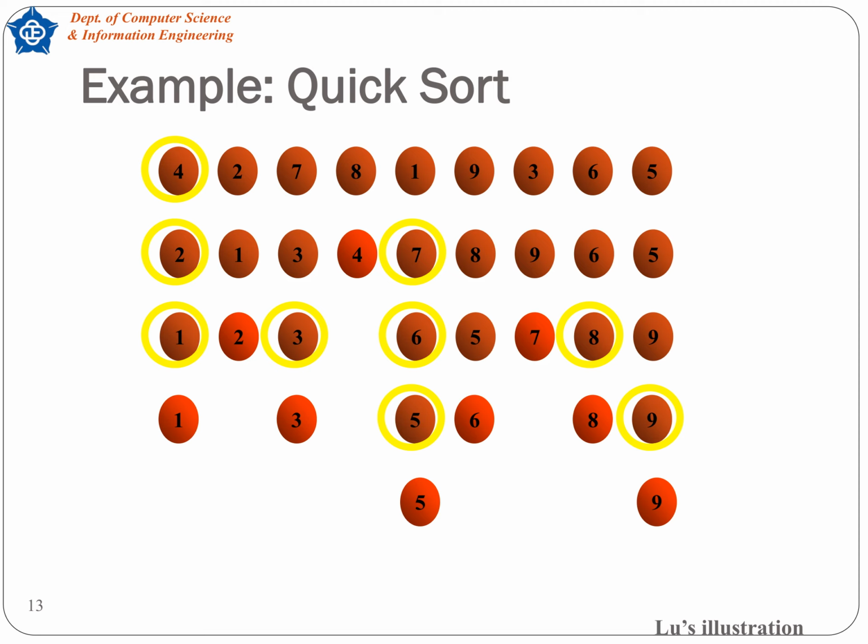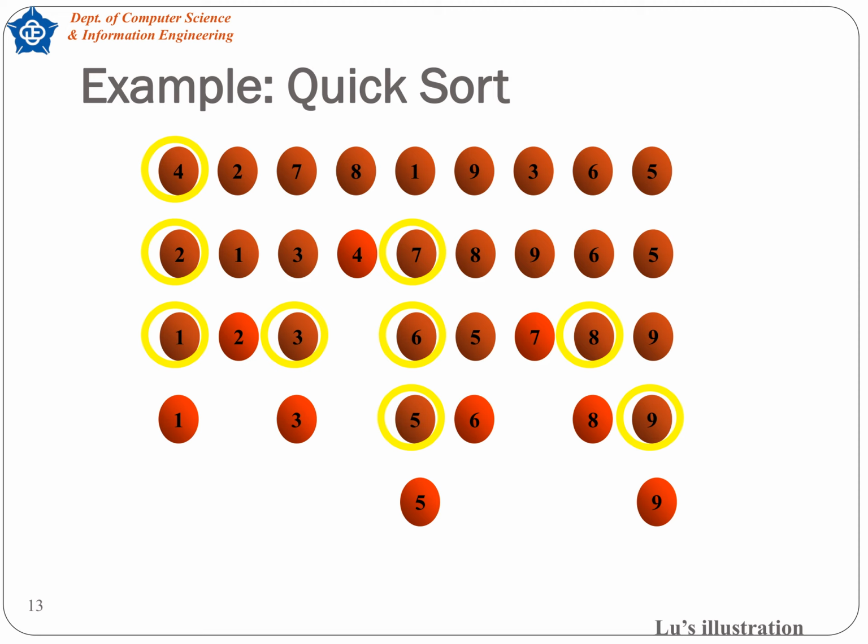At the top, you see our initial array, 4, 2, 7, 8, 1, 9, 3, 6, 5. First, we pick 4 as our pivot. It's circled in yellow. Everything less than 4 moves to the left, and everything greater moves to the right, splitting the list into 2 sublists, 2, 1, 3 on the left, and 7, 8, 9, 6, 5 on the right.